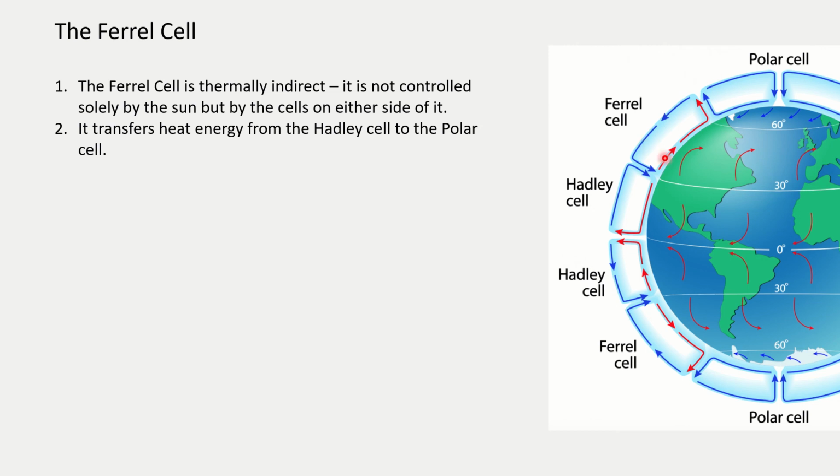And so you can say that it transfers heat from Hadley to polar, and from polar to Hadley. So in many ways, even though I've left it to last, the Ferrel cell is the most important one, because it really explains how energy gets from the poles to the equator and from the equator to the poles. And that helps us explain why the equator doesn't just continually get warmer and warmer, and why the poles don't just get continually colder and colder.